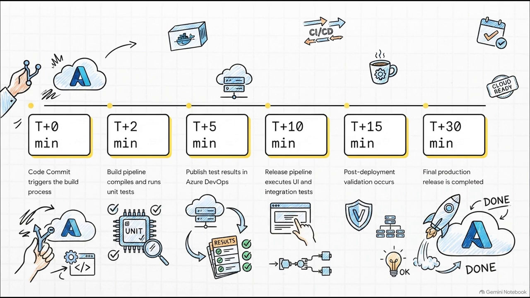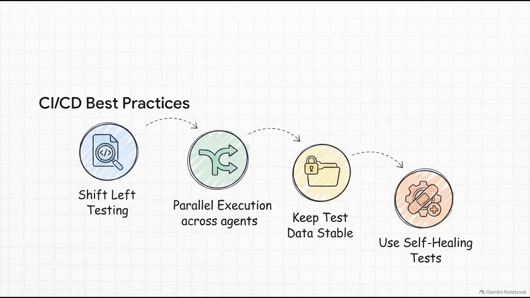production release. Now, to keep this entire assembly line moving fast without hitting annoying bottlenecks, you've got to adopt some high-impact strategies. Shifting left is huge here, meaning you're catching bugs early in the cycle when they're much, much cheaper to fix. Then there's parallel execution, which lets you run massive test suites simultaneously across multiple agents. Oh, and you absolutely must keep your test data stable to avoid those frustrating false failures.